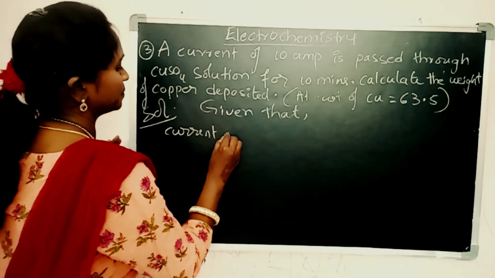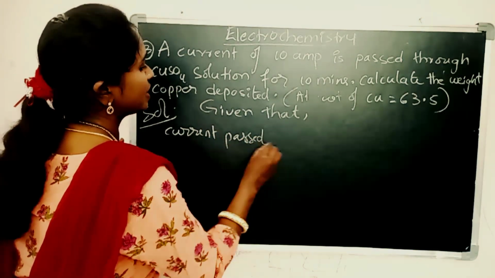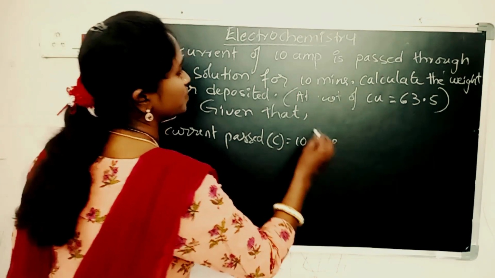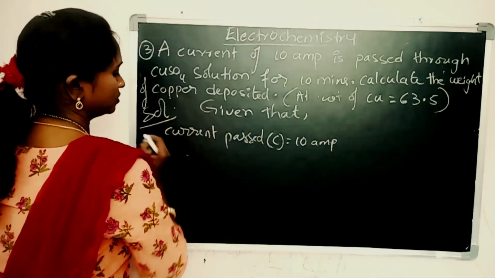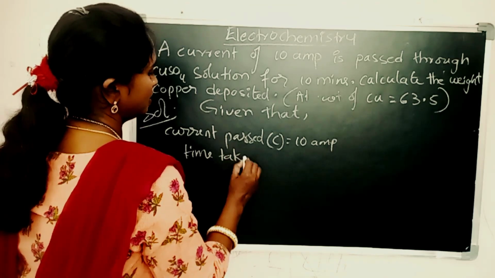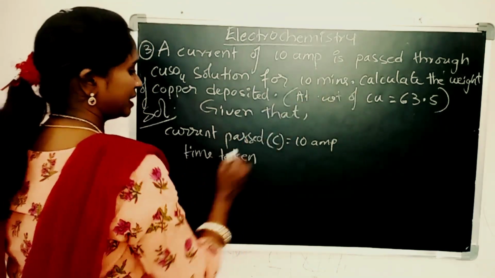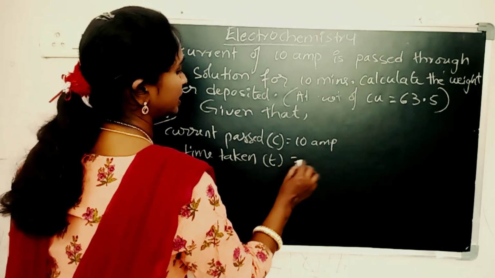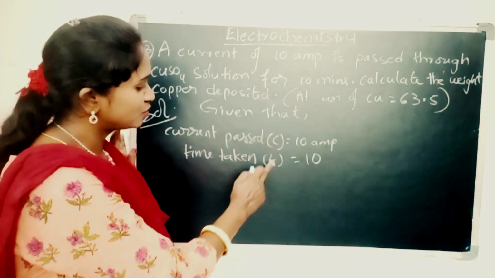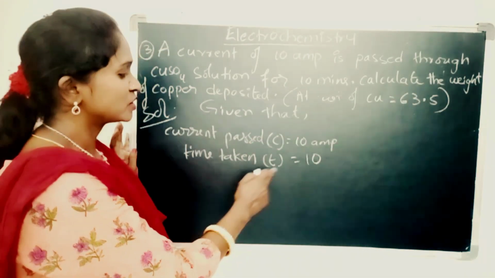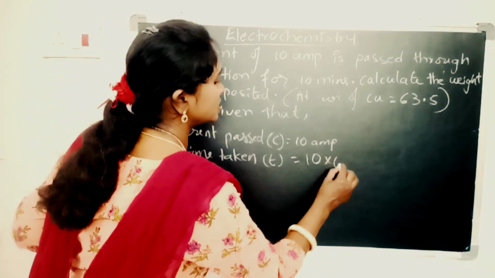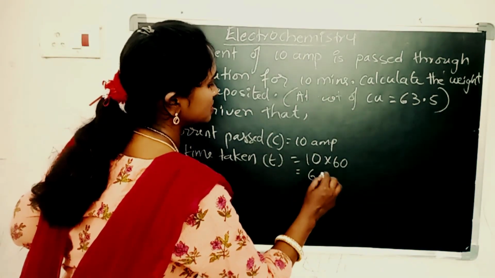Current passed, that is C, small c equal to 10 amperes. And time taken for deposition of copper, T equal to 10 minutes. But when current is in amperes, we take time in seconds. So 10 minutes converted into seconds, that is 10 into 60, equal to 600 seconds.